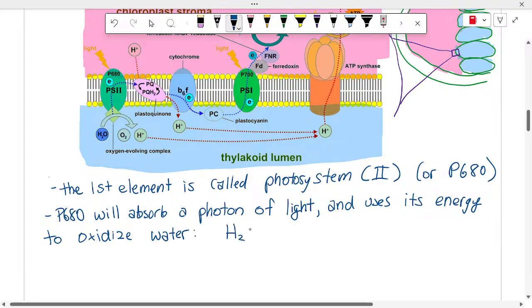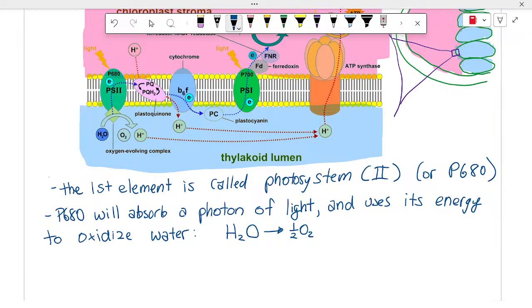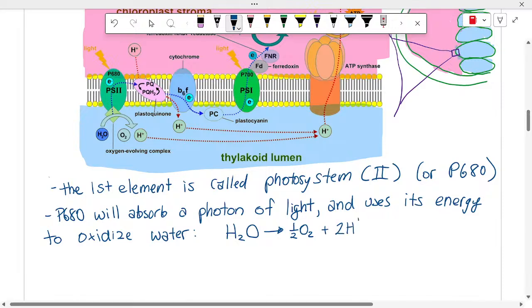wherein water is going to break into half of an oxygen molecule. So if this happens a couple times, we'll get a whole oxygen molecule. And it's going to release 2H plus ions. And since it didn't used to have a charge, if it's got two positive charges now, what else is it going to release? 2 electrons. So we call this an oxidation reaction because it's losing 2 electrons, right?